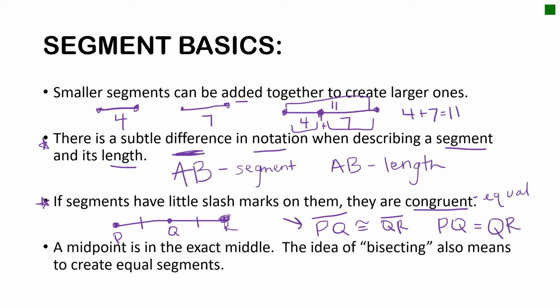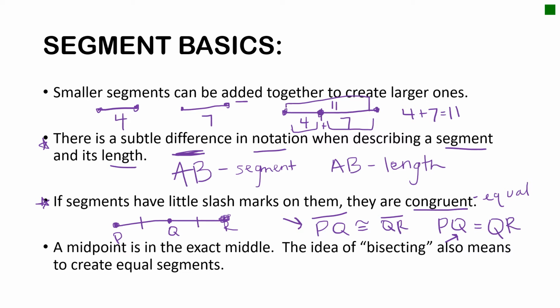Now, two segments can be similar. They can be congruent, but they're obviously labeled differently because they're different segments. So that's why we say congruent. But the distance or the length of each segment can be equal. That's what it means to be congruent. They equal each other. That's the difference in these two notations.